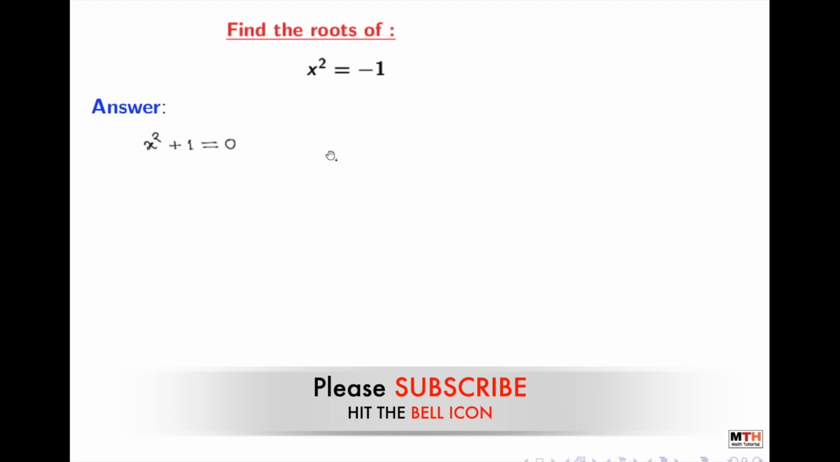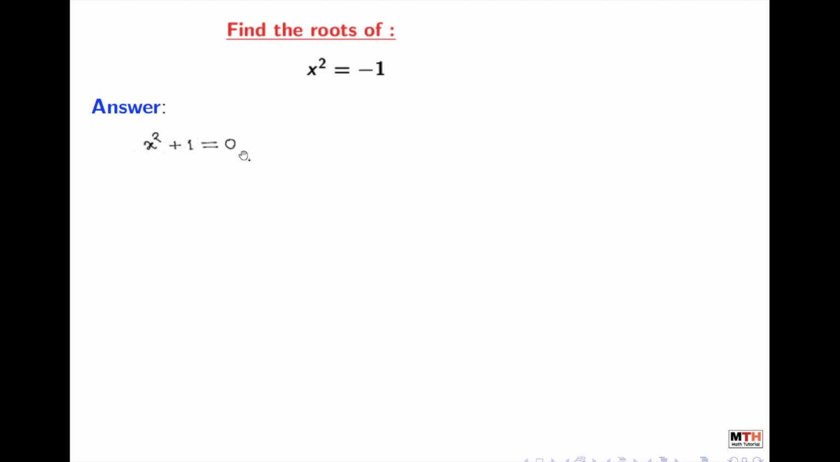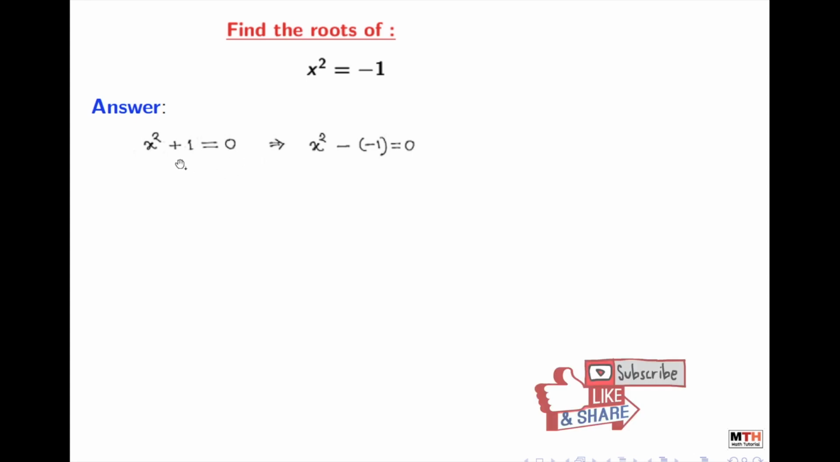At first we will take -1 to the left hand side and we will get x square plus 1 is equal to 0. And we can rewrite it as x square minus of -1 is equal to 0.